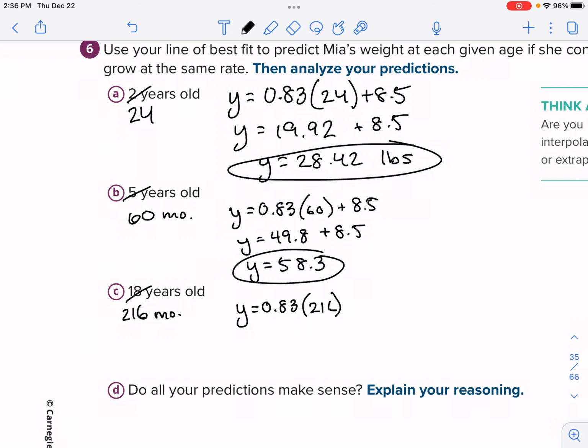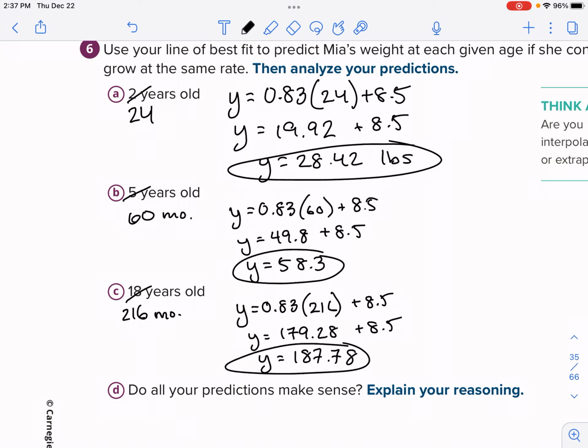It's going to be a big number here. 8.5. Okay. 0.83 times 216. That is y is equal to 179.28 plus 8.5. All right, and y is equal to 187.78. So for this, she might not weigh 187 pounds. Maybe you can use your own weight as kind of a barometer there.